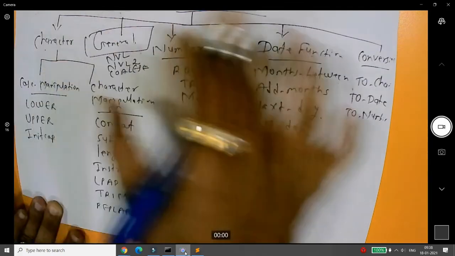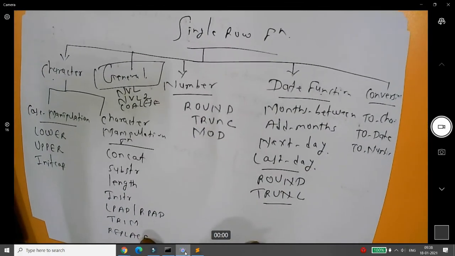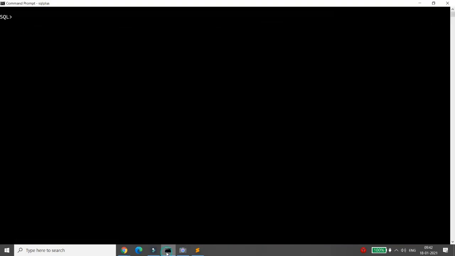So these are the single row functions, and I want to discuss each and every function with syntax and with example. So let's start with the lower function, upper function, and init cap first. It means these three functions are the case manipulation functions.